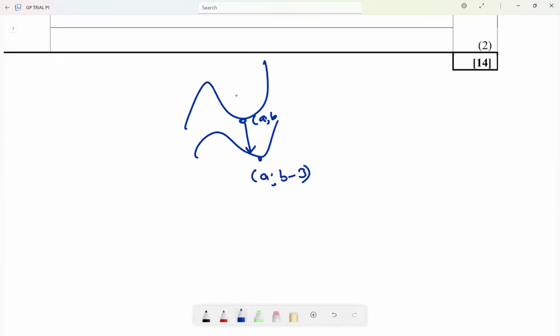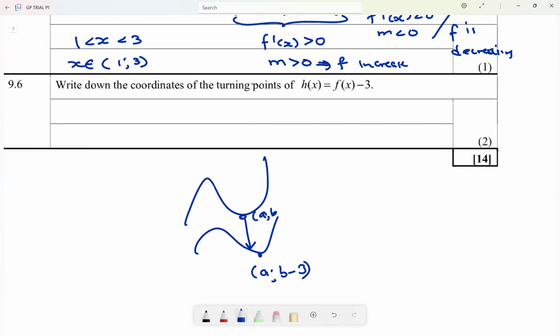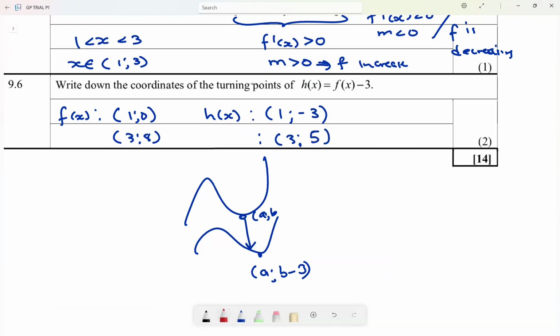A, b minus 3. So now let's consider our turning point. The turning points of f of x were 1 and 0 and 3 and 8. But now, those of h of x, since h of x is just translating this one down 3 units downwards, are going to be 1, but now 0 is going to move 3 units downwards, it's going to be minus 3, and then 3, and then this 8 is going to move 3 units downwards, it's just going to end up being 5. So this is how we find them.